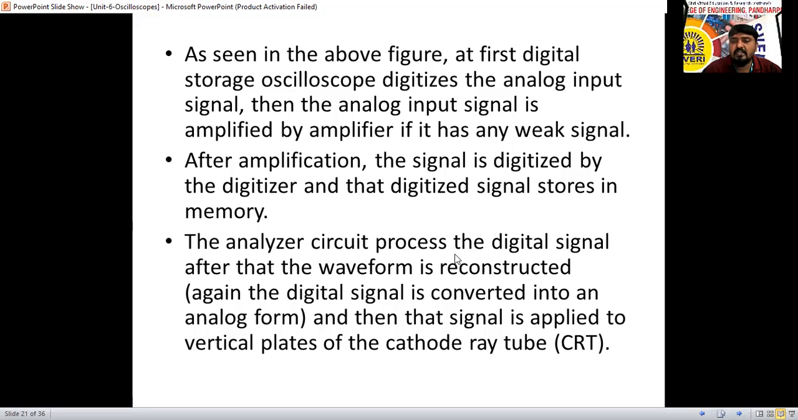The analyzer circuit will process the digital signal, after which the waveform is reconstructed. It is going to analyze and reconstruct it. Again, the digital signal is converted into analog for the reconstruction, because we have to apply it to the CRT. The signal is then applied to the vertical plates of the cathode ray tube. For storage we digitize, and for the CRT we convert back into analog.